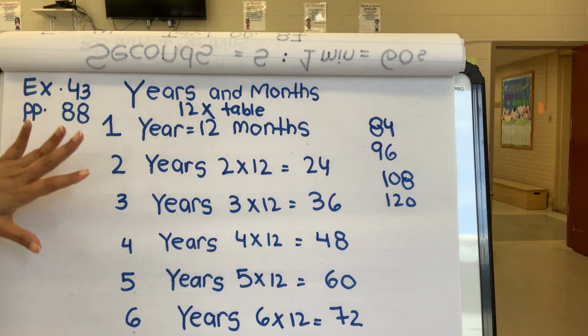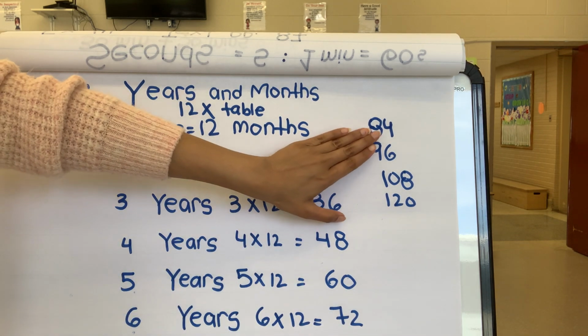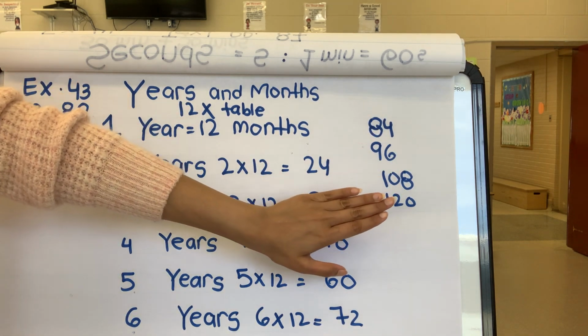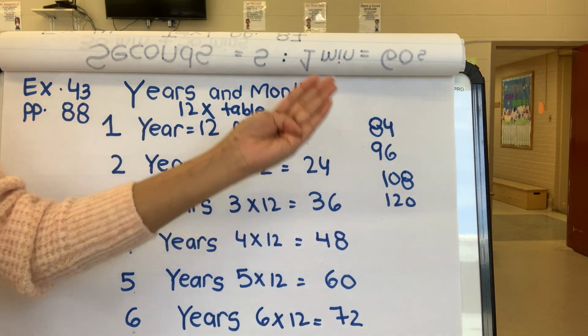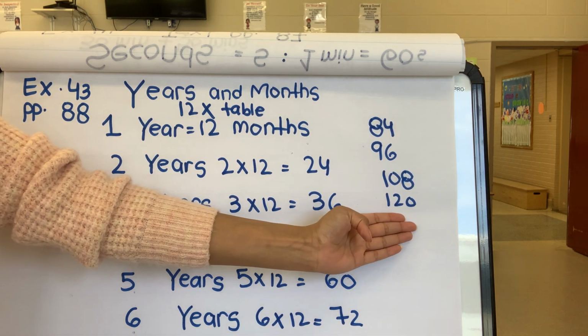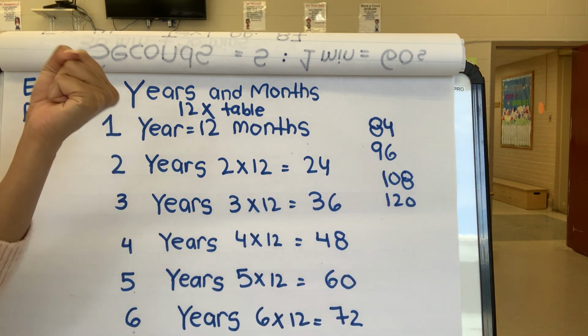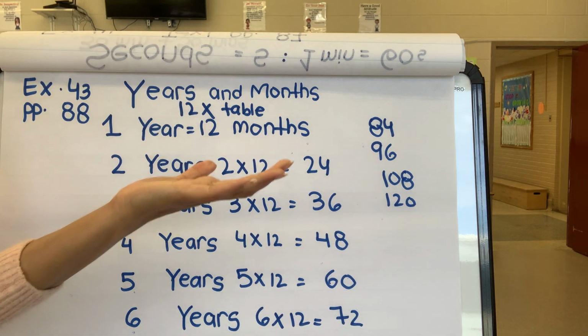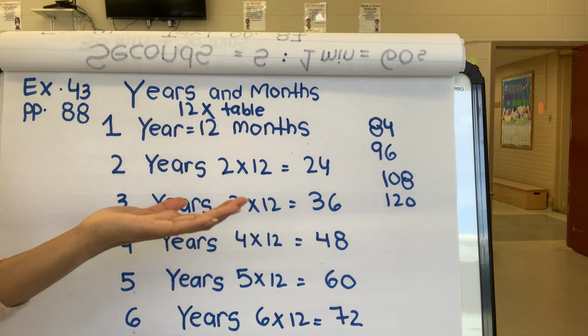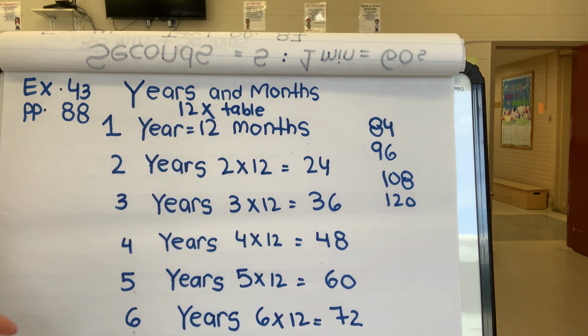So that was easy if we can go all the way to 10 times 12, right? We would know 10 years would make 120 months. But what if the years are more than 12? How do we find out then? What do we do then?